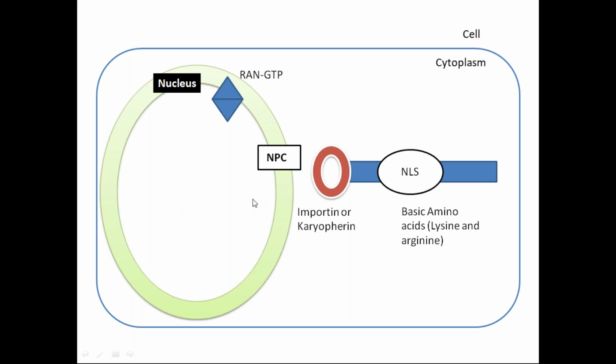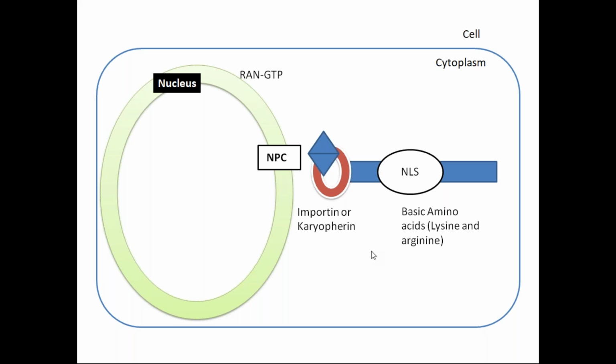Now how will it do this? You understood that there is a protein, and this protein has a nuclear localization signal. This nuclear localization signal is made up of 10 to 15 amino acids, which are made up of only lysine and arginine. And it will bind to the importin, because importin will help it to enter through this NPC. And how will it help? See, this RAN-GTP will come and bind to this importin.